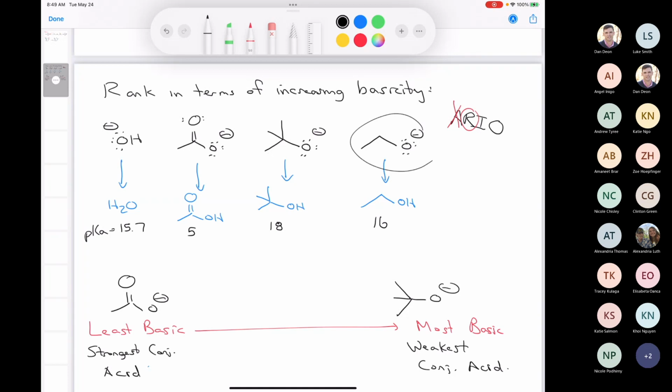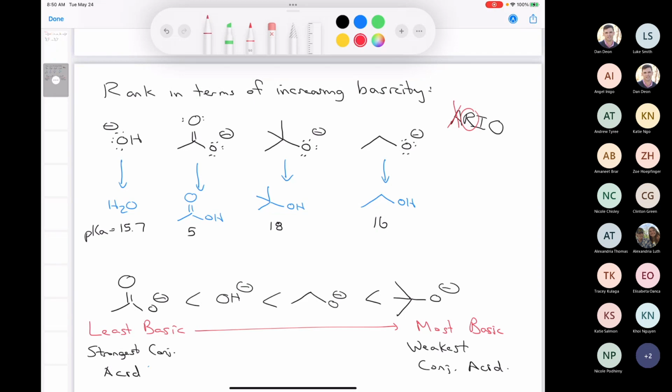Now I just have to look at the ethoxide and the hydroxide, and you can see that water is slightly more acidic than ethoxide, and therefore that means the hydroxide is going to be a weaker base. So we'll scribble hydroxide down here, and then we'll put ethoxide like that. So we start with the acetate, which is the weakest. Then we go to hydroxide, ethoxide, and the tert-butoxide is the king of the castle, the strongest of all of them.